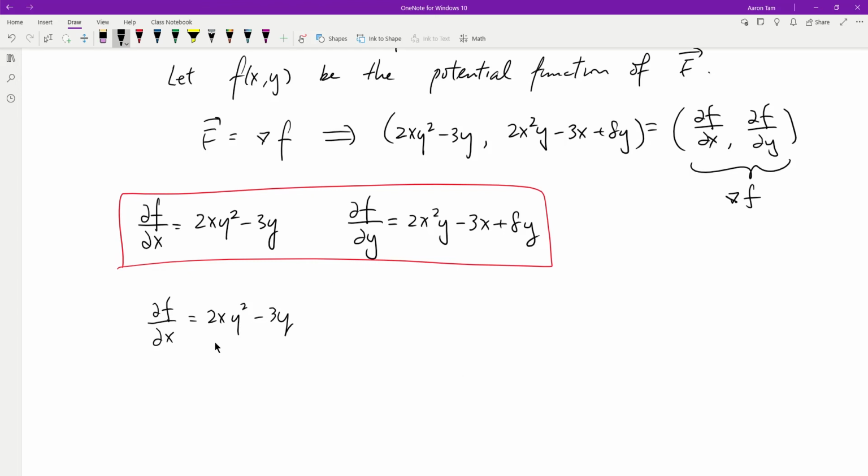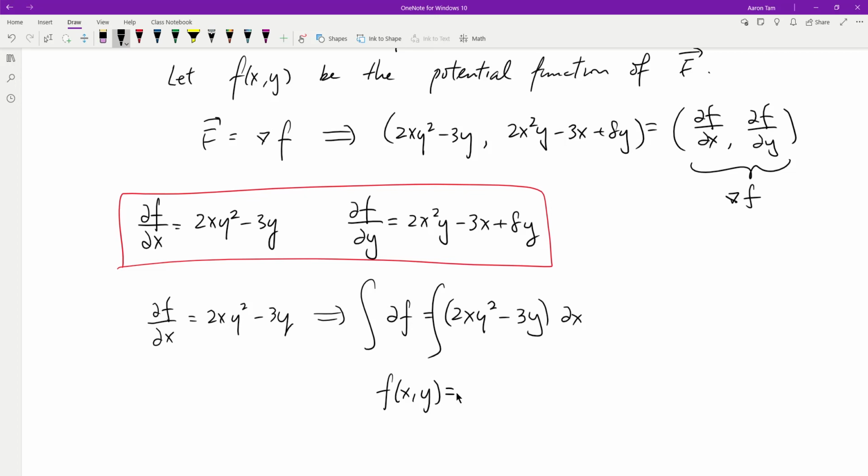What I'm going to do is move the dx over, and then I'm going to integrate them. When I integrate df, I just get f of xy. And when I integrate 2xy squared minus 3y with respect to x, I get x squared y squared minus 3xy. Now here comes the important part.